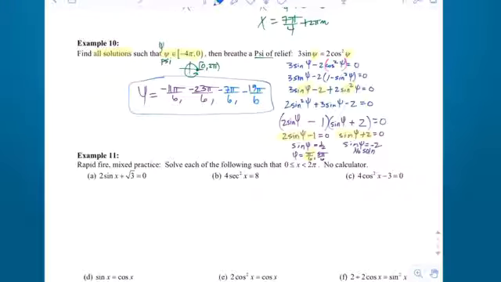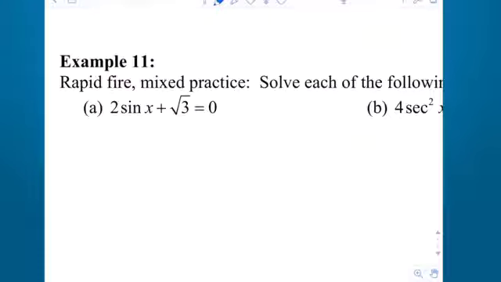Okay, sigh of relief. So that kind of captures all the different strategies. We're very limited right now because we don't have that many identities. They do get increasingly fun as we progress through the next few sections. So on example 11, we're kind of putting it all together, kind of mixed practice.